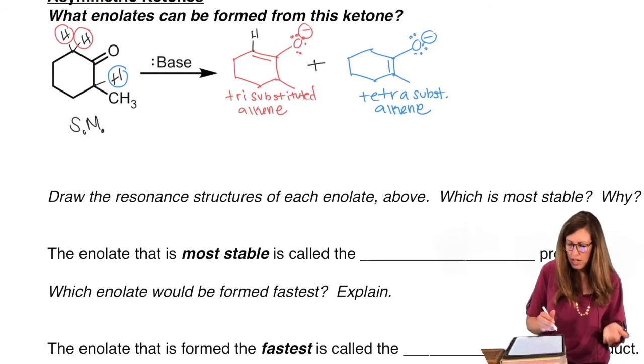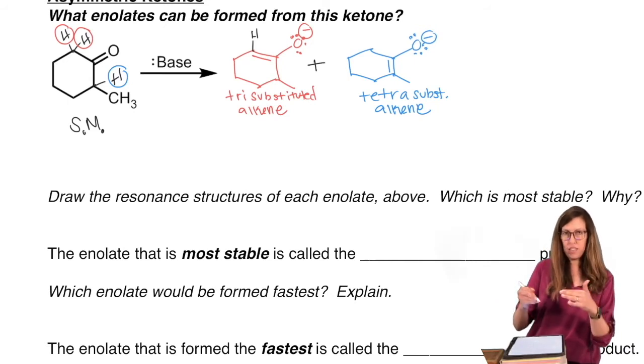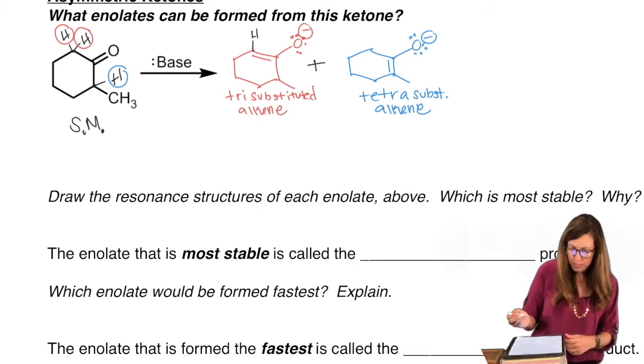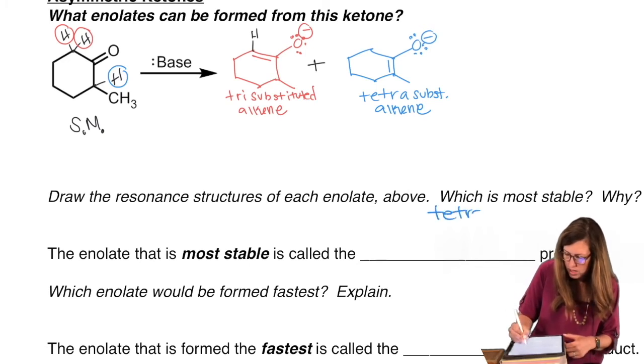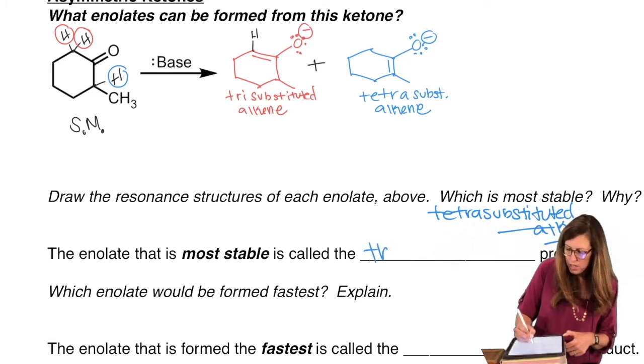Okay, so we did that step. We drew the enolate as the enolate, the negatively charged oxygen. The one that's the most stable is the blue. Tetra substituted alkene. Why? So we're going to call that the thermodynamic product. It's the more stable product.